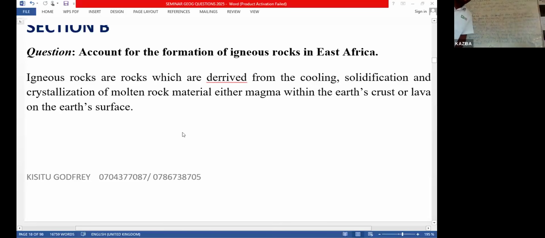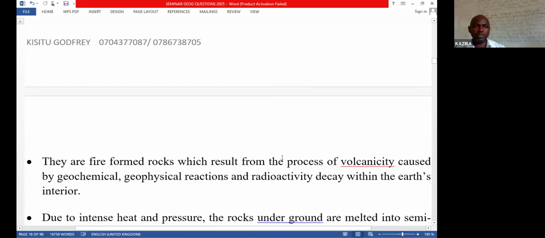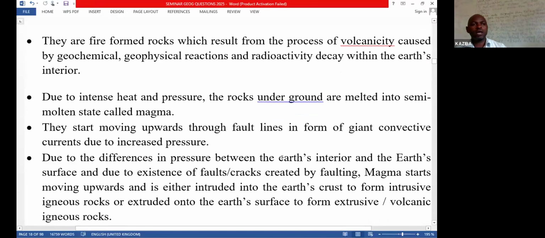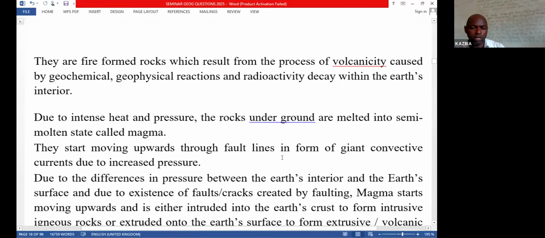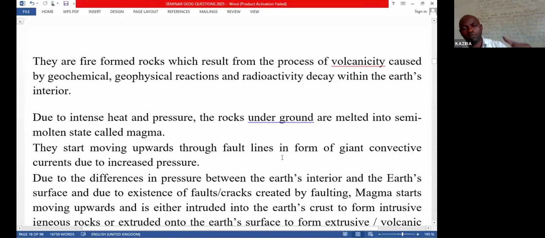So if you look at that, you say igneous rocks are derived from cooling, solidification, and crystallization of molten rock material, either within the Earth's surface or on top of it. When they solidify within the Earth's surface, inside they are still magma, outside they are called lava. So you give the origin, you identify the process which is volcanicity, and give the origin due to geochemical, geophysical reaction, and radioactive decay within the interior.